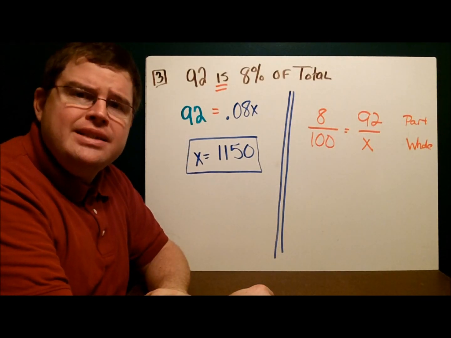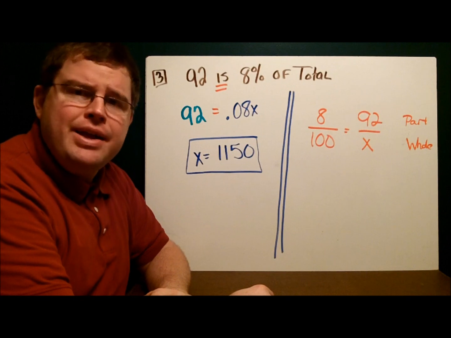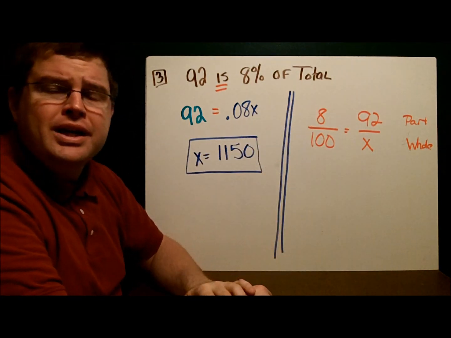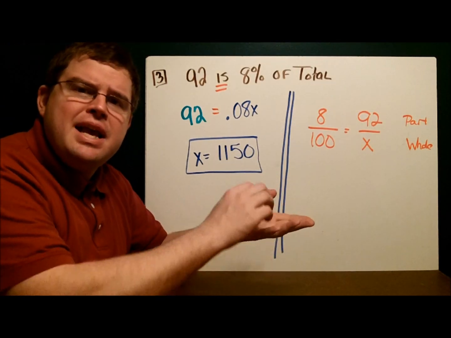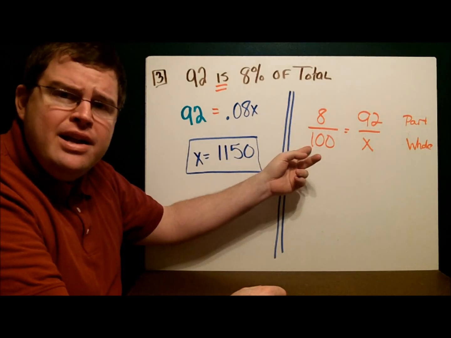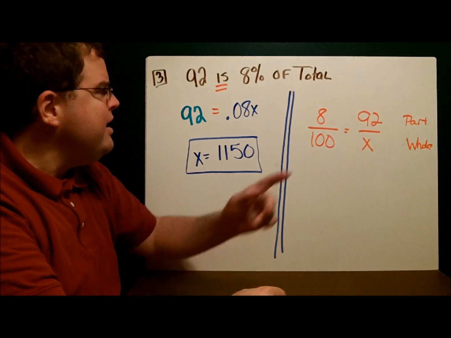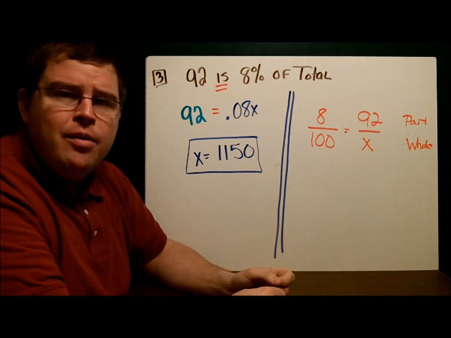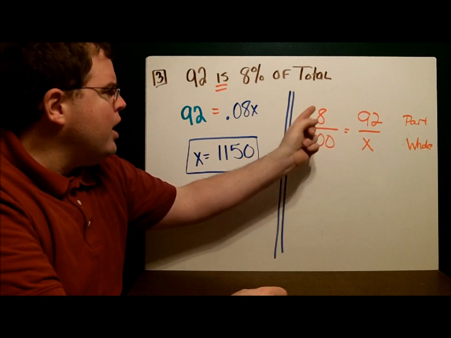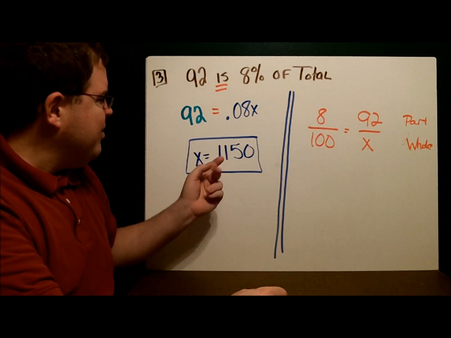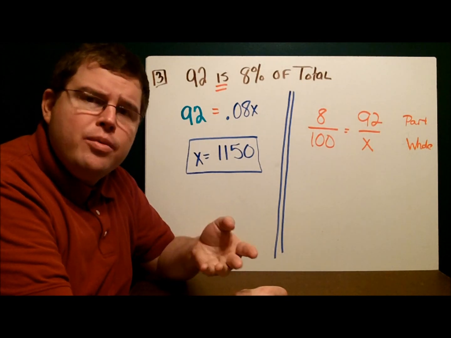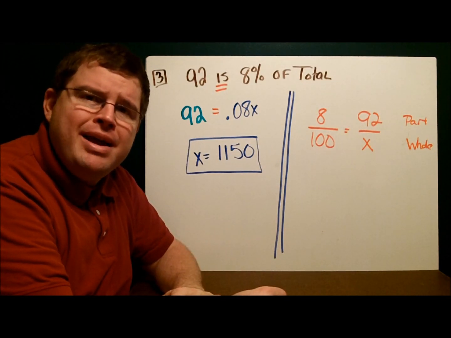Another way I could do these, and a lot of folks like to do this, is by using a proportion. We can use the idea of part over whole, because remember, a percentage is a part of the whole. 8 out of 100, that's one way to write 8%, is 92 out of how many? So part over whole equals part over whole. Cross multiply, and I come up with x equals 1,150. So no matter which way I do this, I do come out with the same answer.